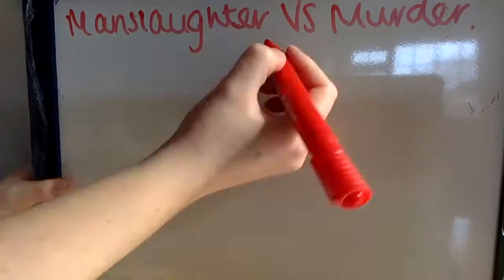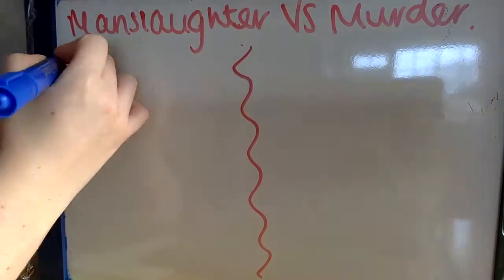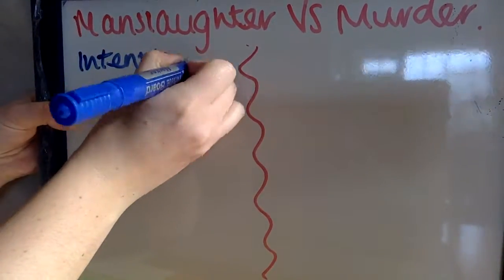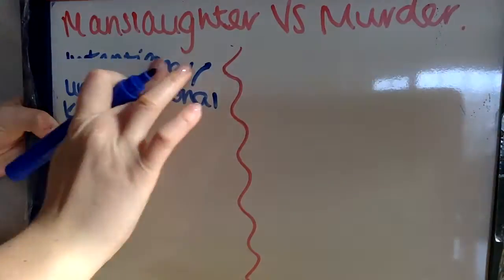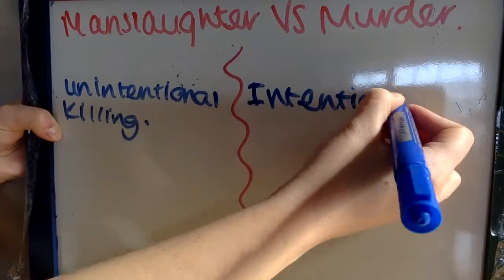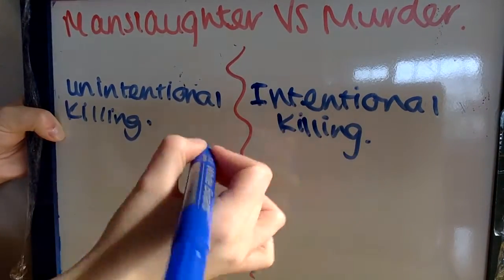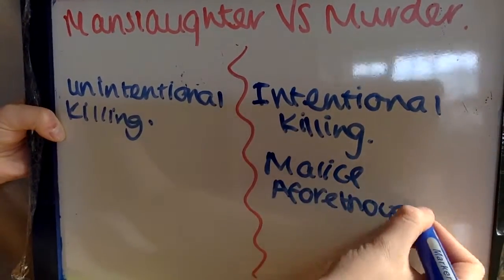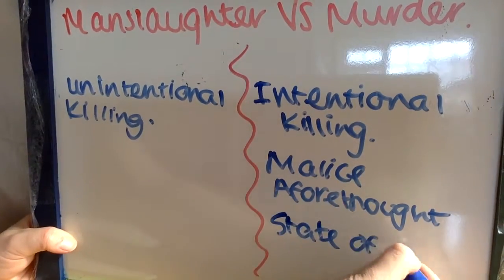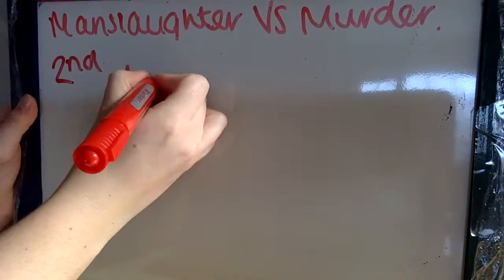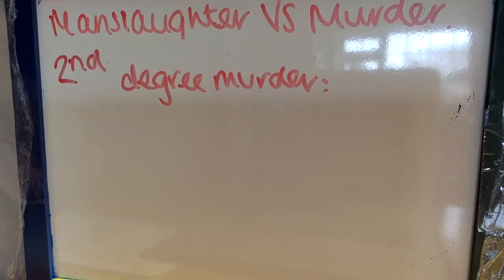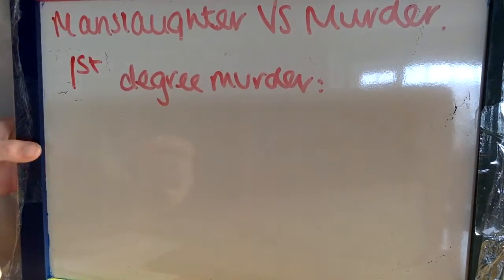Manslaughter versus murder. Individual manslaughter is the unintentional killing of another, whereas murder is the homicide crime defined as the intentional killing of one human being by another with malice aforethought. Malice aforethought is the state of mind or intent requirement that makes a homicide a murder. It is this state of mind that differentiates murder from other types of criminal homicide.